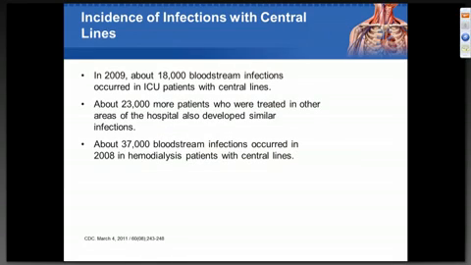Incidence of infection with central lines is very important, and the reason I'm saying these are central lines on steroids is because they are, in fact, big central lines. In 2009, about 18,000 bloodstream infections occurred in ICU patients with central lines. About 23,000 more patients were treated in other areas and also developed similar infection. But the third bullet, which is all data from the CDC, showed that about 37,000 bloodstream infections occurred in 2008 in hemodialysis patients with central lines. That's a big number. It just goes to show there's a lot more work to be done, and it still needs to be done.